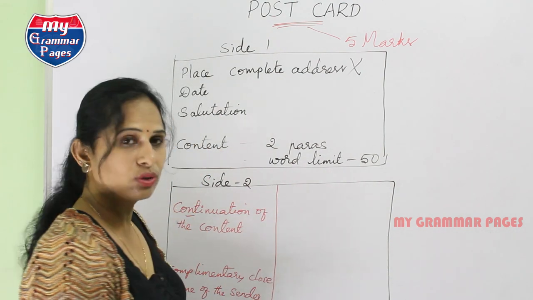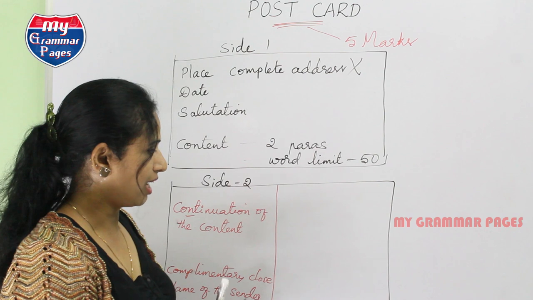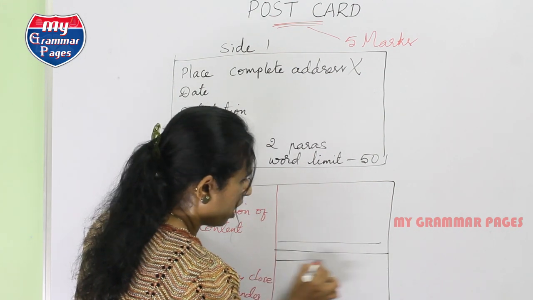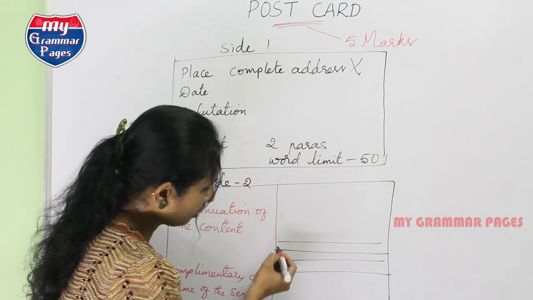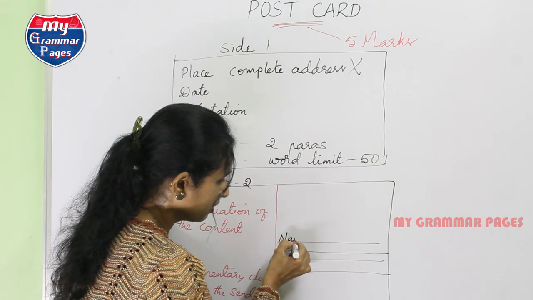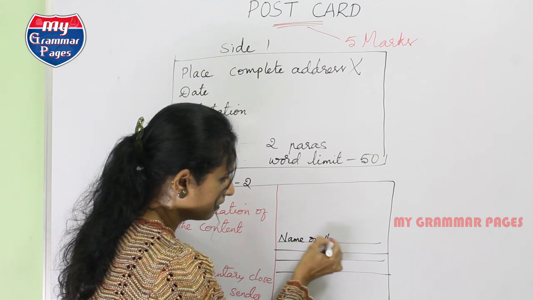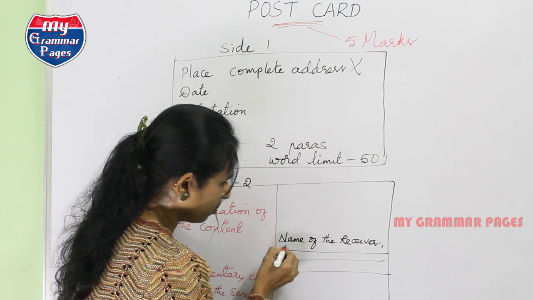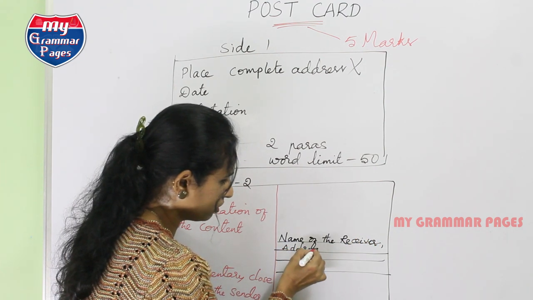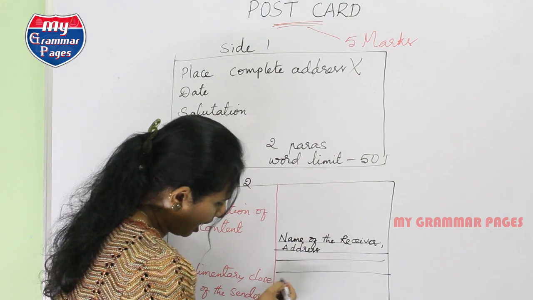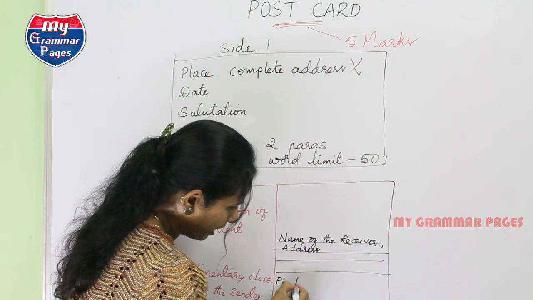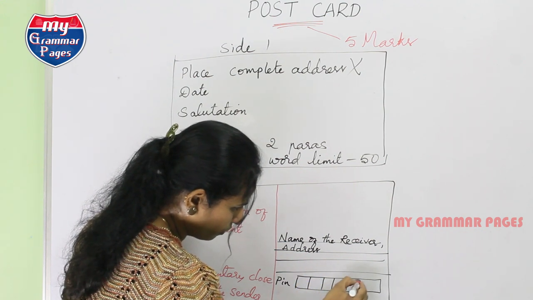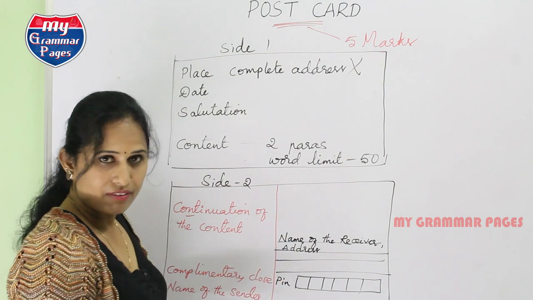And now let us go into the second side of the rectangle. So on this second side, you are going to draw the lines. So here comes the name of the receiver, and you have to write the complete address of the receiver. Okay, and here comes the PIN. You need to write even the PIN code 1, 2, 3, 4, 5, 6. Yes, so you need to write even the PIN code.